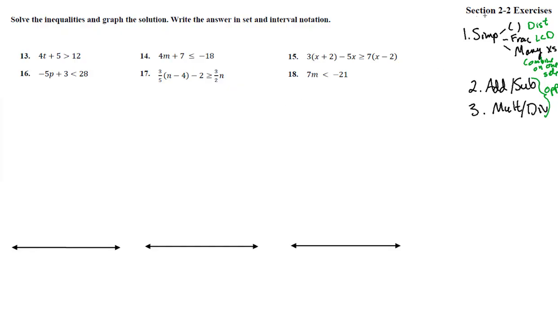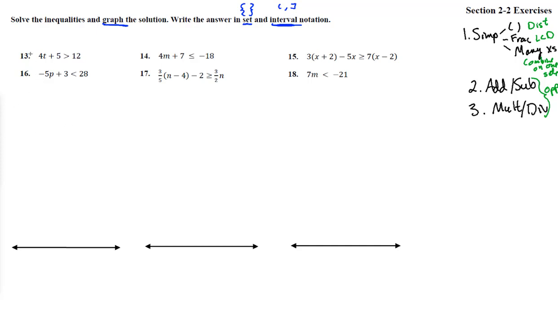Here we are in section 2.2 with exercises numbers 13 through 18, and we are asked to solve the inequalities, graph the solution. So that's going to be one of the answers. I've made these little makeshift graphs down here to help us with that. Write the answer in set and interval notation as well. So we will have three versions: graphing it, set, and interval notation. Set is the one with these cute little braces, and interval notation will either have parentheses or brackets, open and closed.